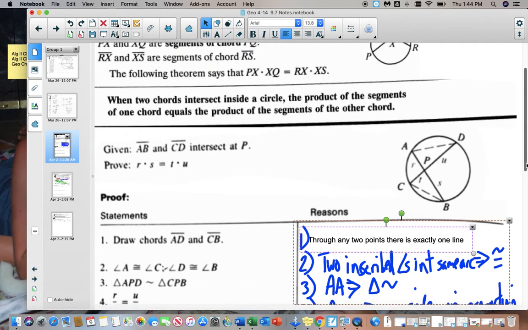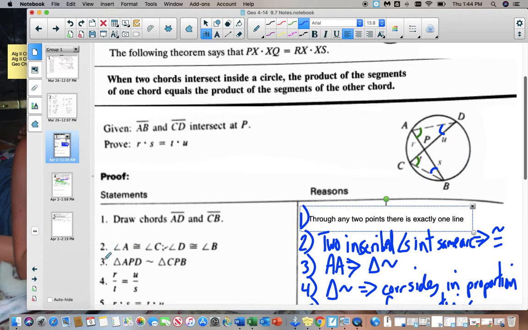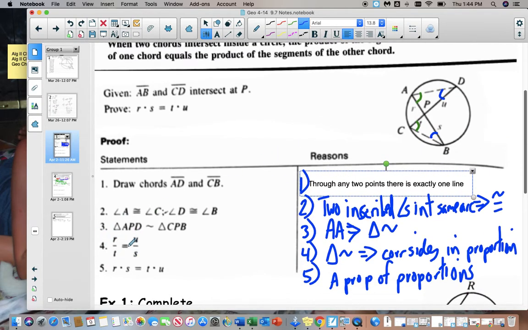So now that we know that two angles are equal, we would know that A and C are equal. And at the same time, we know that D and B are equal. So then we can prove that these are similar. Okay, we also could have used vertical angles there. Then once they're similar, their sides are in proportion. So that's this next step. And then we go to here. We cross multiply. And so we can get that R times S equals T times U.